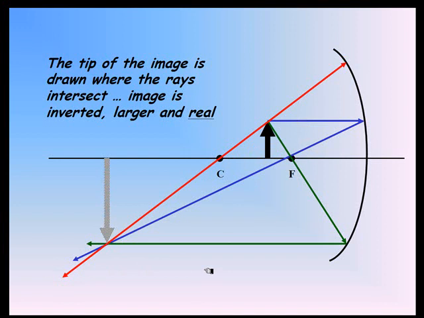You'll notice some of the characteristics of this image. Number one, it is inverted. Because it's inverted, that makes it a real image, all right, which could be then shown on a piece of paper. The other thing is that it's larger than the object, and therefore it's being magnified. And of course, there's mathematics that you can use to find out what the magnification is.